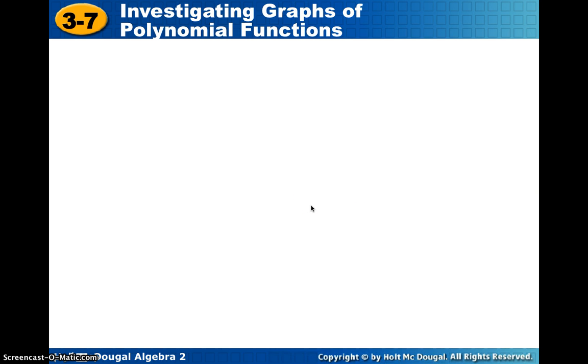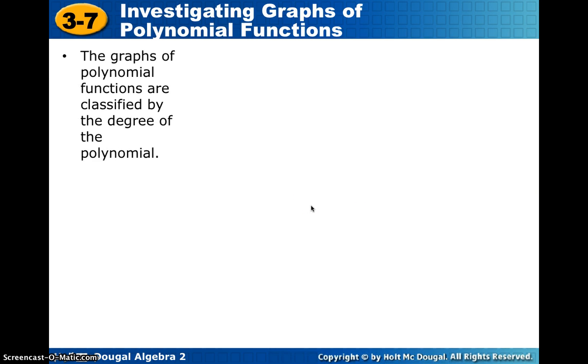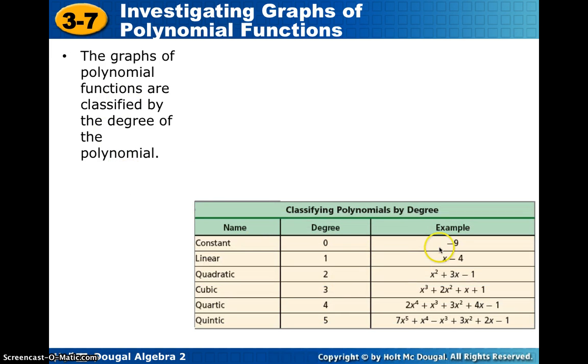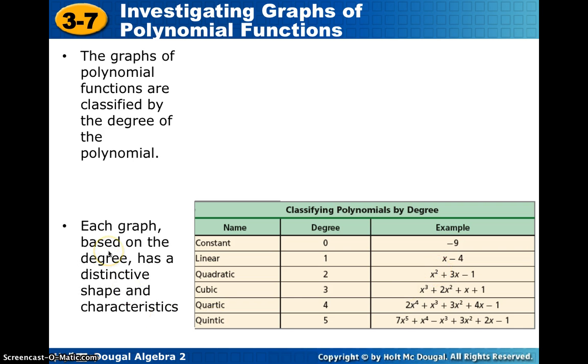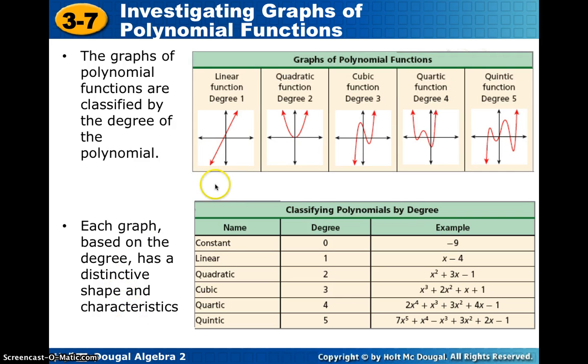So let's look at an example. The graphs of polynomial functions are classified by the degree of the polynomial. So here we have polynomials of different degrees. 0, we have a linear with a 1. Quadratic, you guys are familiar with. The highest degree here is 2. Each graph, based on the degree, has a distinctive shape and characteristics. So we know that linear makes a line.